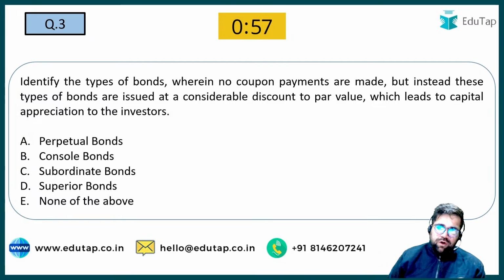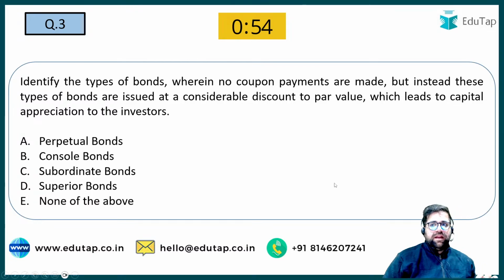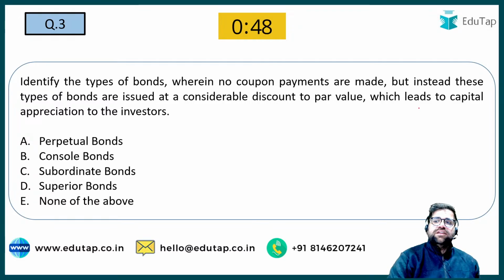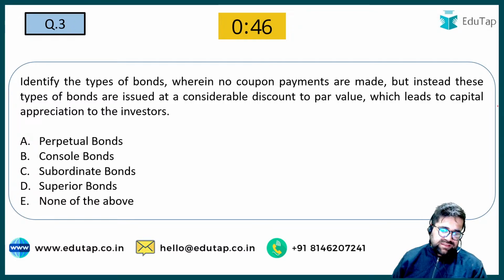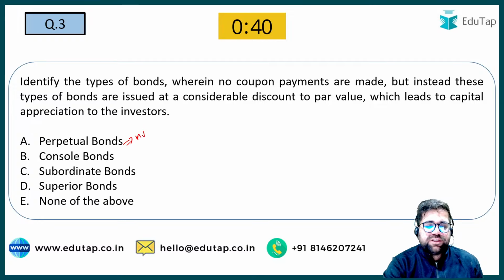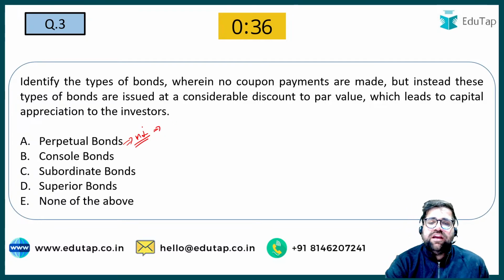Identify the type of bond wherein no coupon payments are made, but instead these bonds are issued at a considerable discount to the par value, which leads to capital appreciation for the investors. Perpetual, console, subordinate or superior. Perpetual bonds are those bonds in which maturity is not defined. So over here you cannot say that maturity is 1 year, 2 year or 3 year.